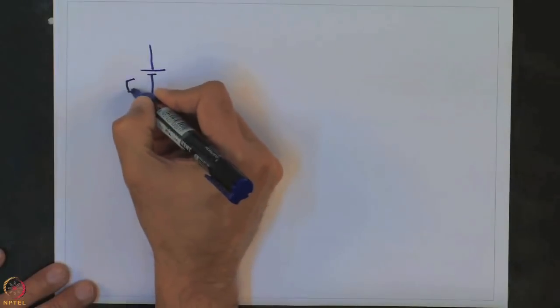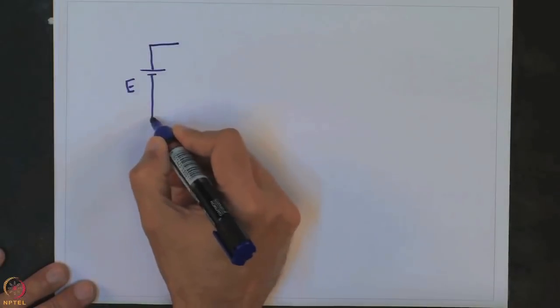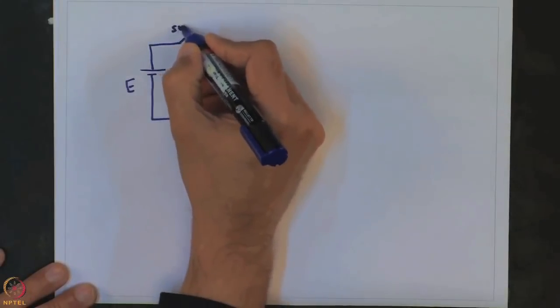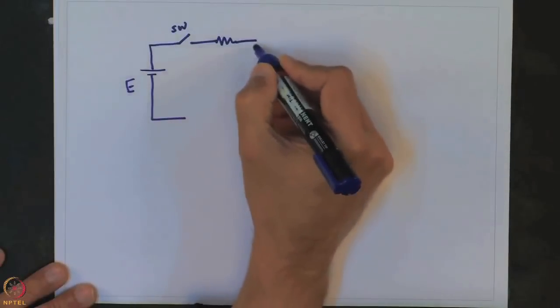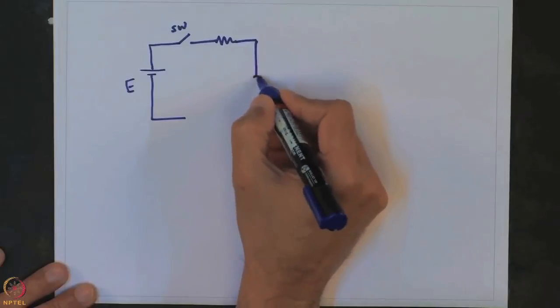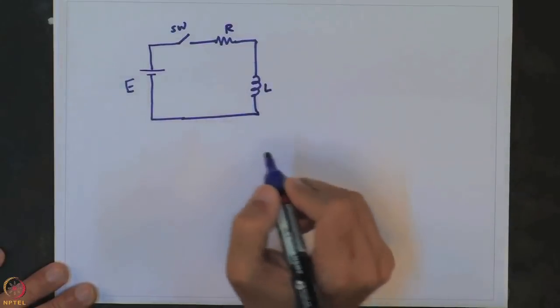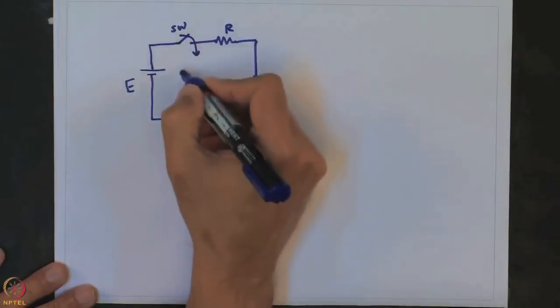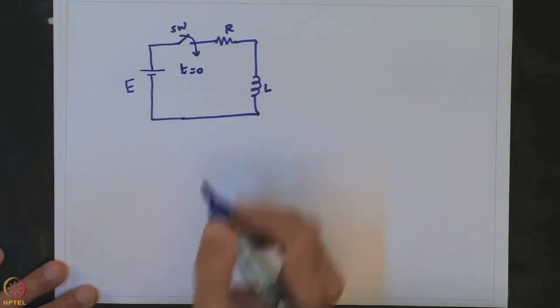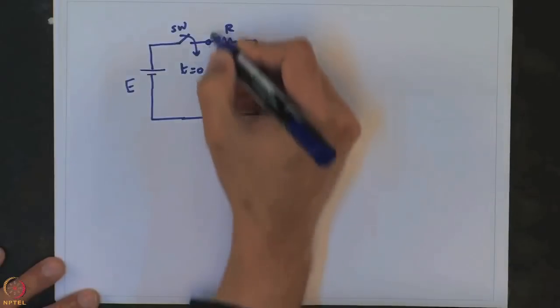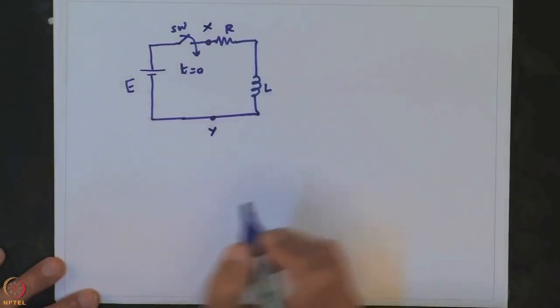Let us again consider our earlier example of a switched RL network, where we have a battery source, a DC source, which is applied through a switch SW to a network that consists of R and L as shown. This switch is, let us say, closed at time t equal to 0, and that is the time when this DC source is applied to terminals x and y, right across the network.